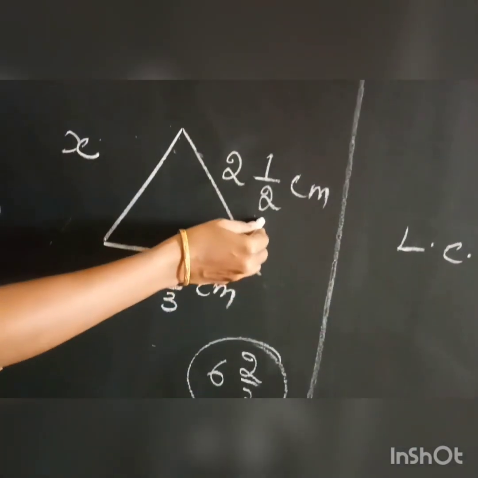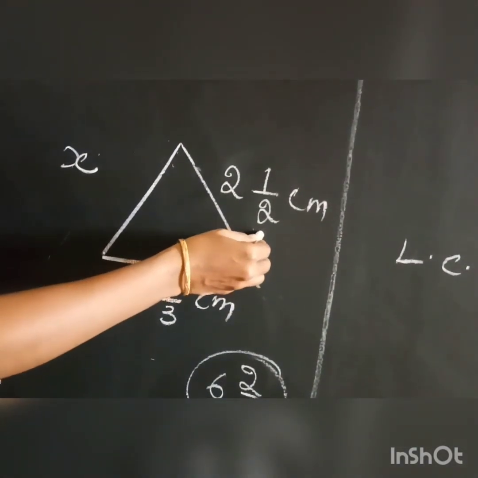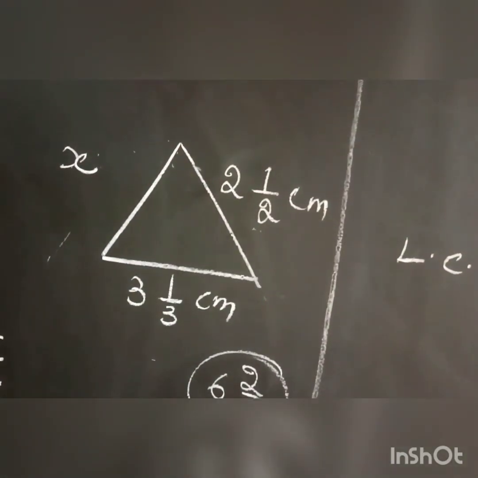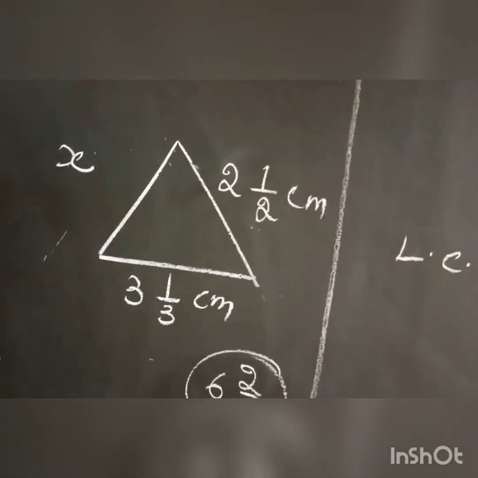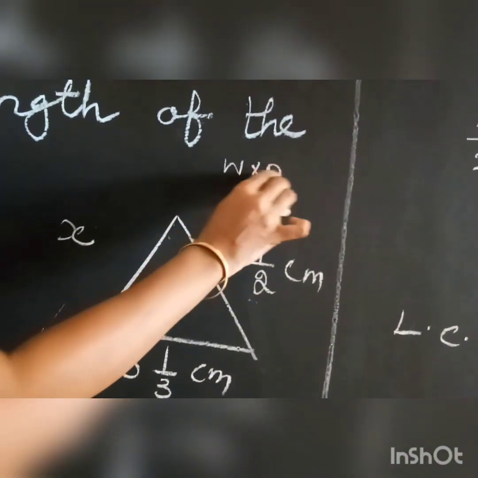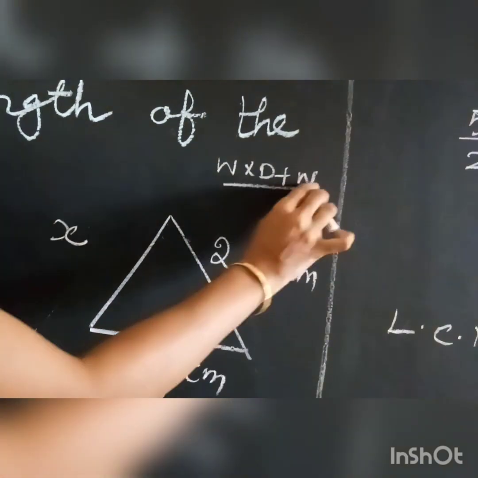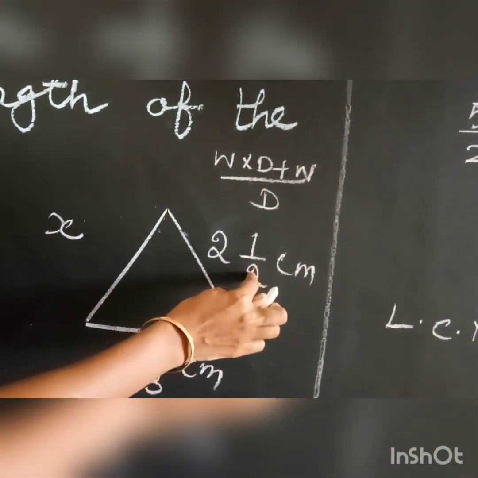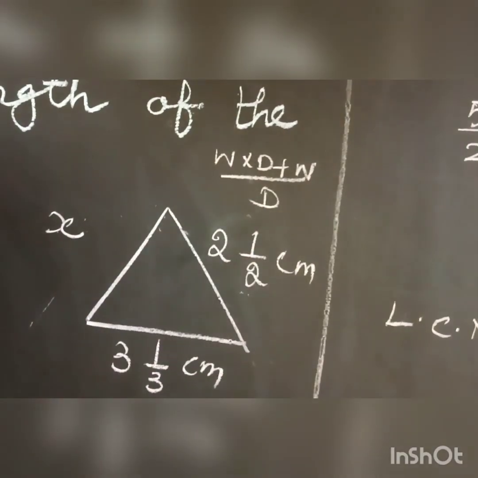And see, the value is a mixed fraction. This mixed fraction we convert into an improper fraction. All of you know that formula, isn't it? What is the formula? Whole number into denominator plus numerator, divided by denominator. This is the formula. We apply it to this mixed fraction and get the improper fraction.